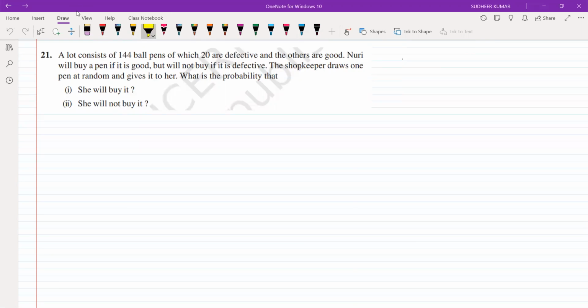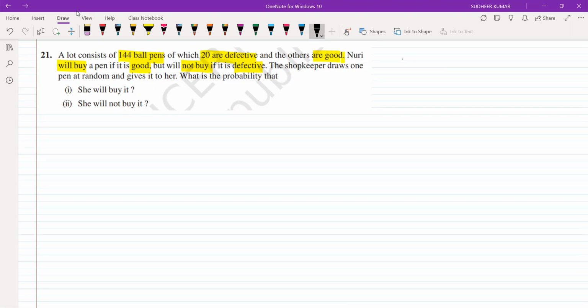A lot consists of 144 ball pens, of which 20 are defective and the others are good. Previously, we have completed one question on the same model. Nuri will buy a pen if it is good, but will not buy if it is defective. The shopkeeper draws one pen at random and gives it to her. What is the probability that she will buy it?